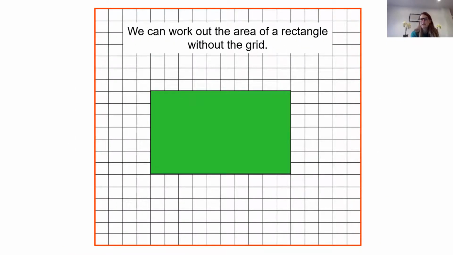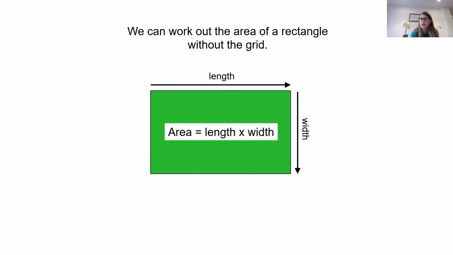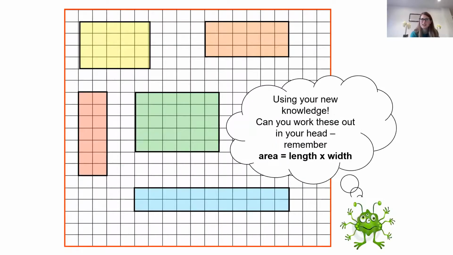You can work out the area of a rectangle without the grid of squares underneath it if we know the measurements. If you can work out or measure the length and the width, we can work out the area. Because the area of a shape, a regular shape, is the length times the width. So now you know the knowledge. Can you work these out in your head? Remember, the area is the length times the width. I'm not going to get you to do that right this second.